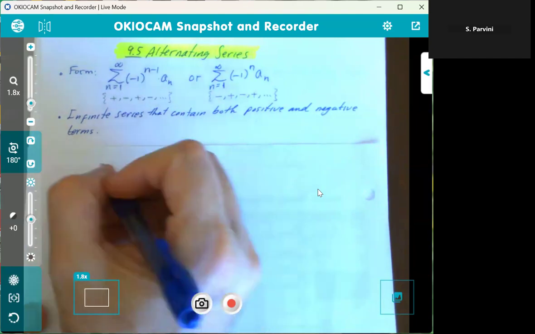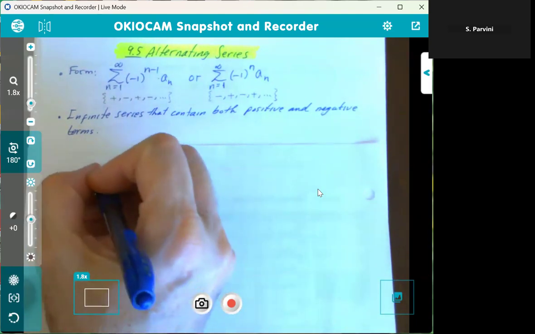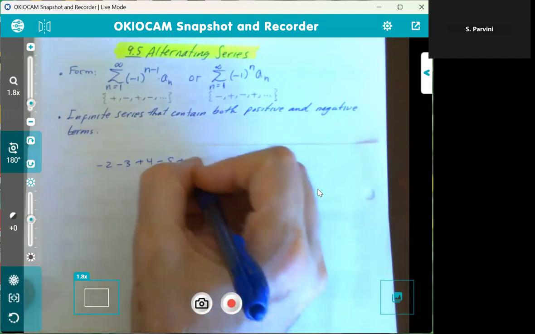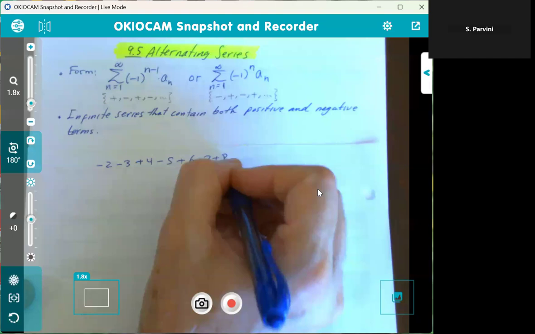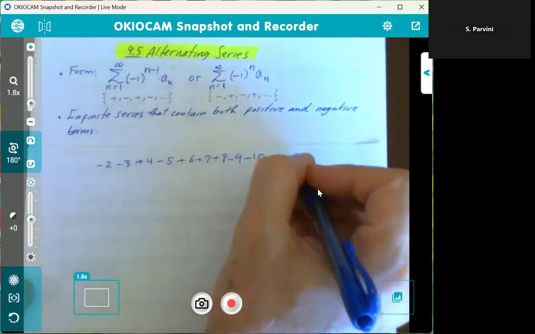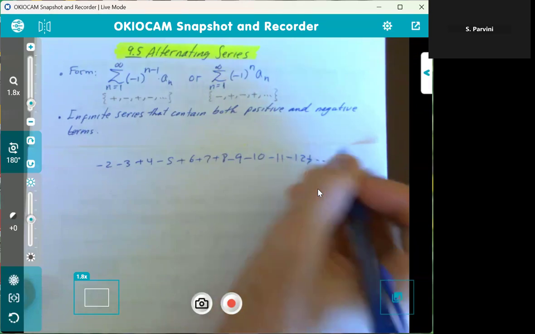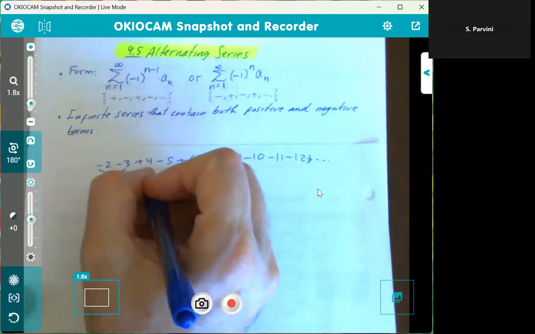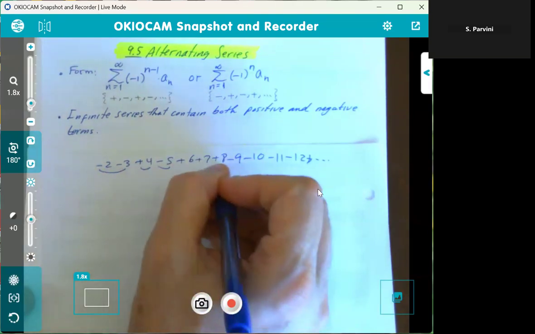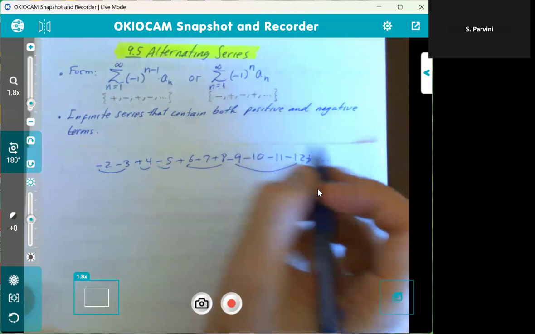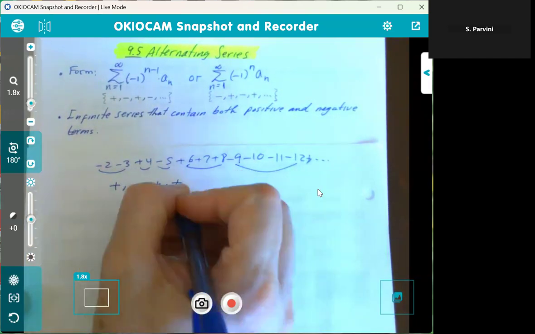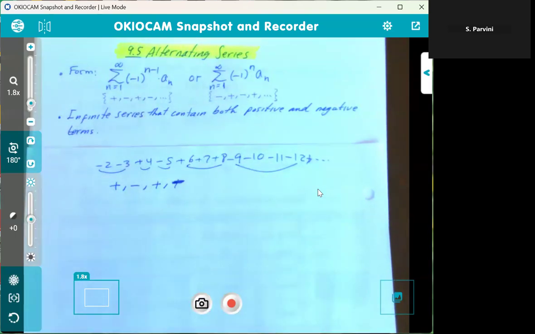So for instance, let's say I have a series that goes -2 minus 3 plus 4 minus 5 plus 6 plus 7 plus 8 minus 9 minus 10 minus 11 minus 12, and so on. This is not an alternating series. You see that? You have 2 negatives, a positive, a negative, 3 positives, 4 negatives, and so on. The terms, again, must alternate. They have to be a plus followed by a minus or a minus followed by a plus.